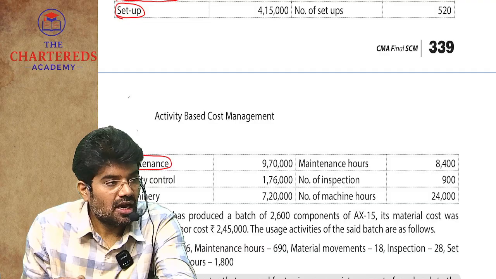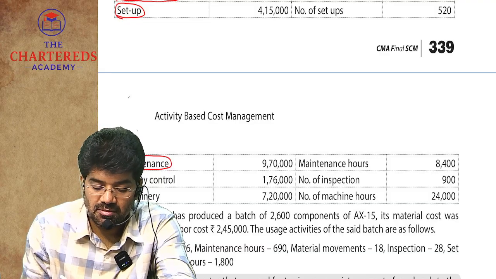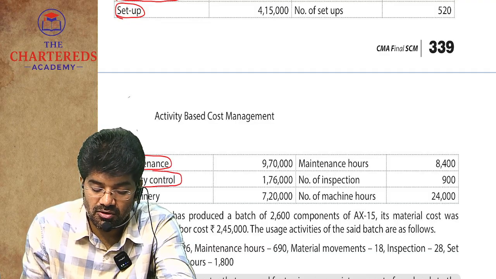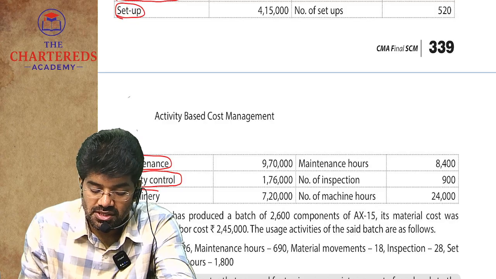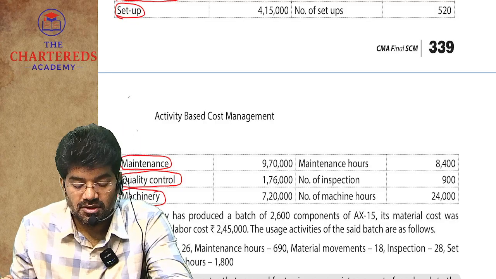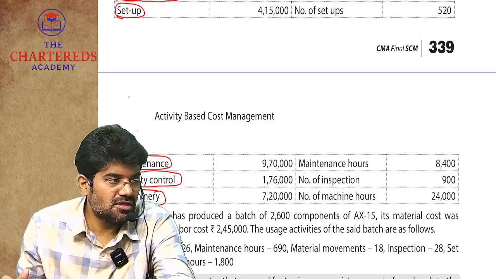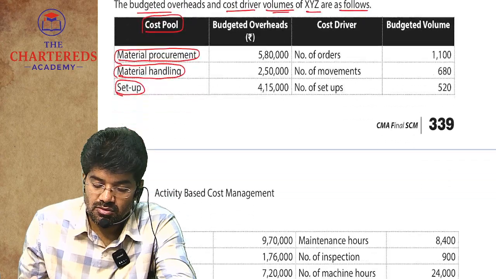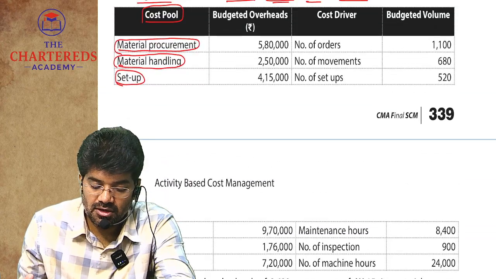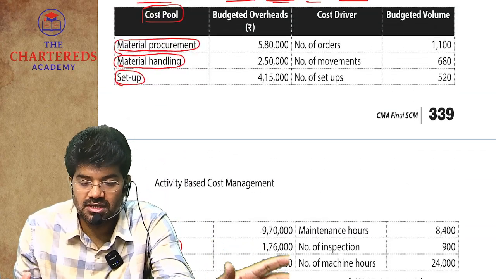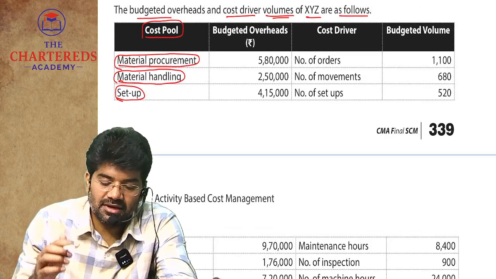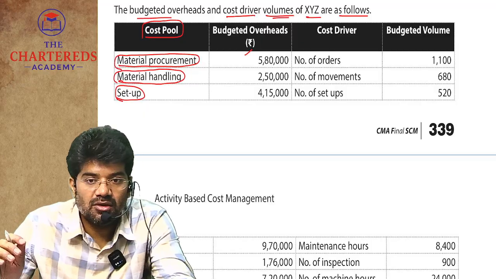Maintenance, another activity. Machine maintenance, building maintenance, quality control, machinery. So machinery means here machine. That is a machine running cost. So in total how many activities are there? 1, 2, 3, 4, 5, 6 activities are there. And already they have given you activity wise what is the overheads.